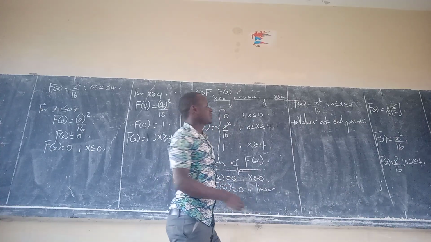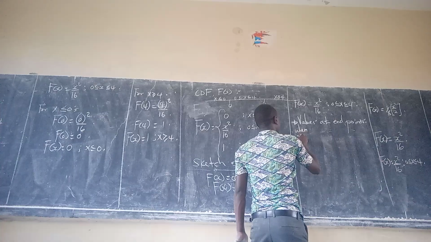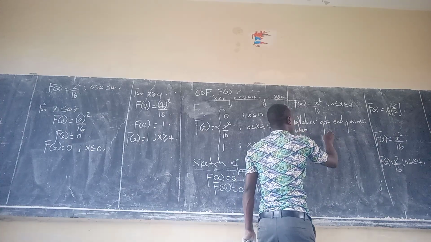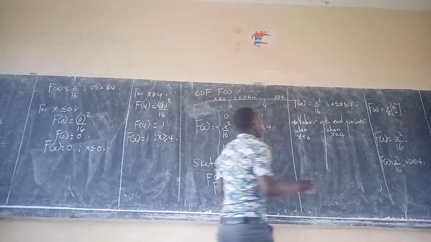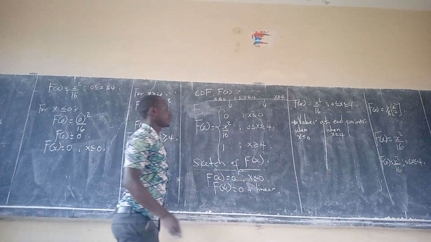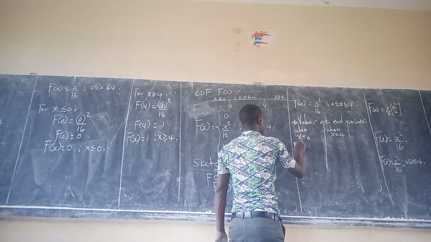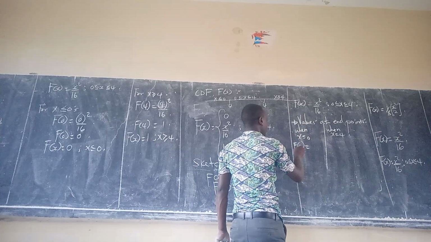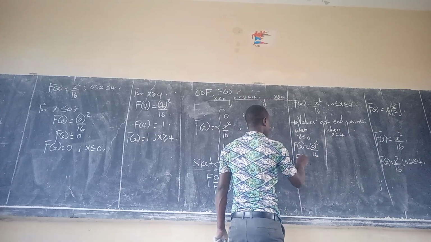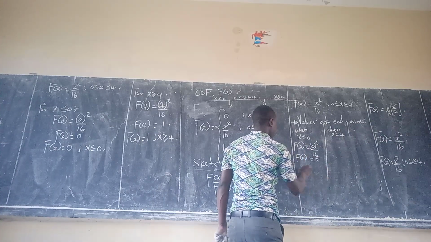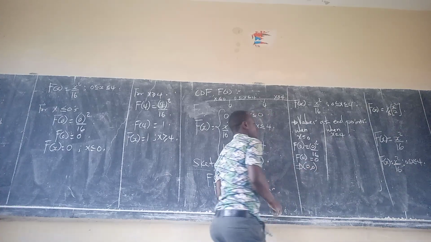So it is going to start when x is 0, and it will end when x is 4. So when x is 0, we put this 0 in the original function. Our capital F of 0 is going to be 0 squared over 16, and capital F of 0 will be 0, which means the point to plot becomes (0, 0).